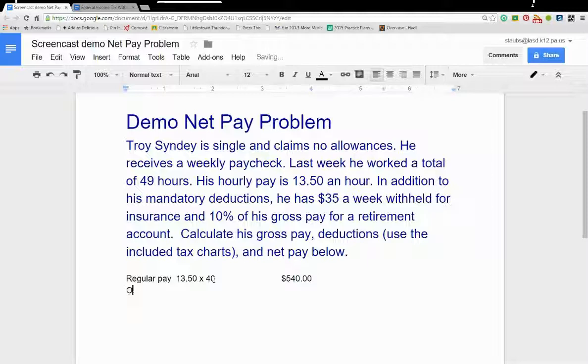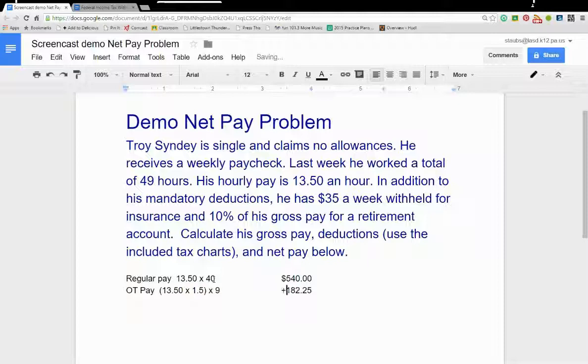Now we need to calculate his overtime pay. His overtime pay is the $13.50 times 1.5. That's going to give us his overtime rate. And again, where do we get that? The law states that overtime hours has to be paid time and a half. So $13.50 times 1.5 will give us his overtime rate. He worked 9 hours, so we're going to multiply that overtime rate by 9 hours. And that's going to give us $182.25.